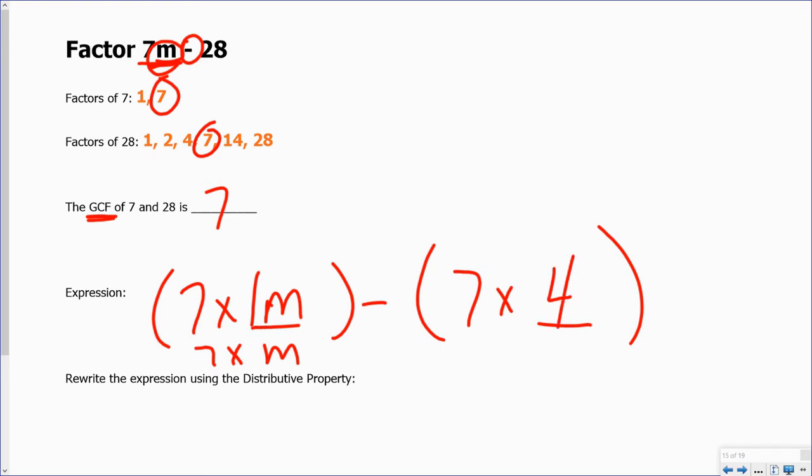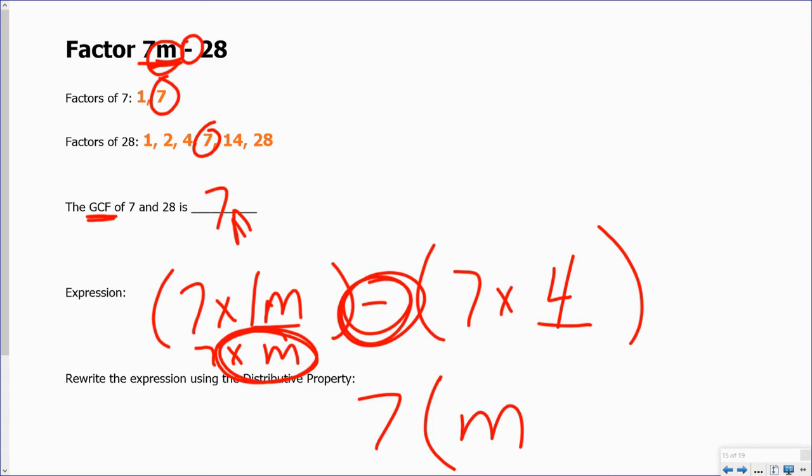And so now, again, I want to look at what was my greatest common factor, and that is 7. So I would put my 7 here, parentheses. First thing I multiplied by was the m. And again, it's a subtraction problem. And the second thing I multiplied by 7 was 4. So using the distributive property, it'd be 7 times m minus 4.